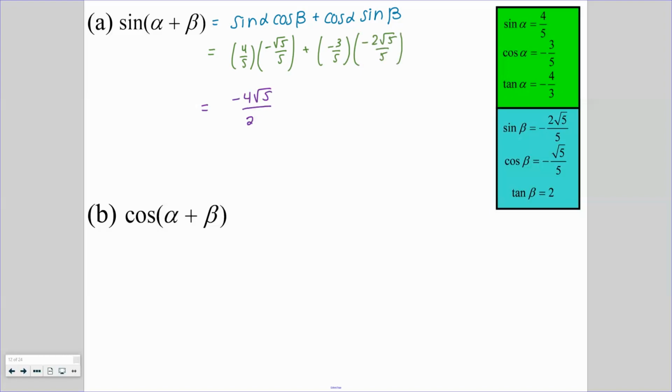And then we just simplify, right? This is negative 4 root 5 over 25 plus 6 root 5 over 25. Final simplified answer, exact values, 2 root 5 over 25, right? No decimals. Keep the square root simplified.